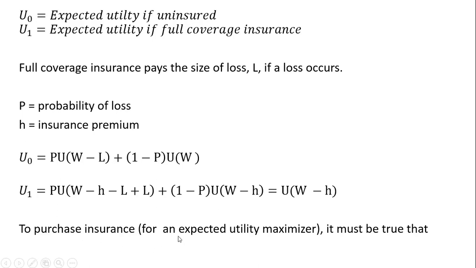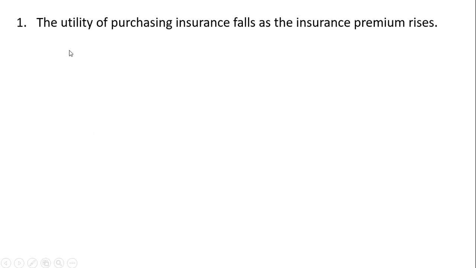To purchase insurance, for an expected utility maximizer, it must be true that the expected utility with insurance is greater than the expected utility without insurance. So result 1, the utility of purchasing insurance falls as the insurance premium rises. So the expected utility with insurance is given as follows.